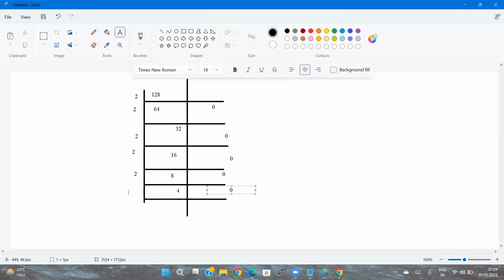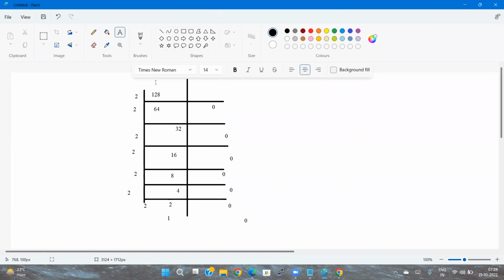And here again divide this 4 by 2, then you are going to get 2, and the remainder will be again 0. And again divide this 2 by 2. When you divide 2 by 2, you are going to get the value 1, and then you are going to get the remainder as 0.